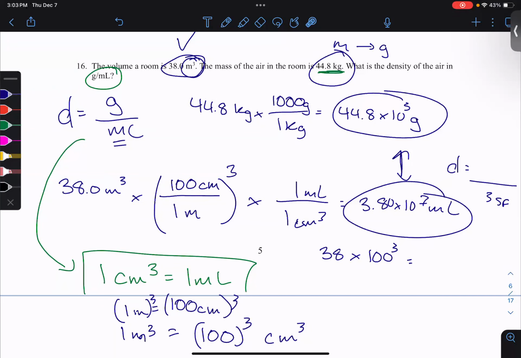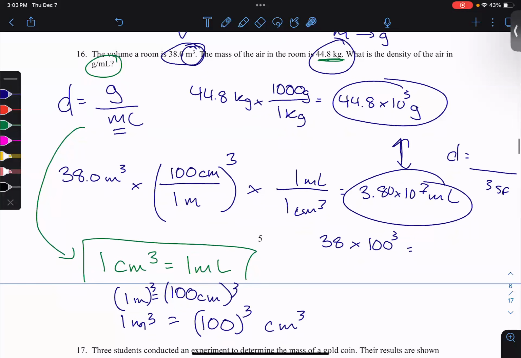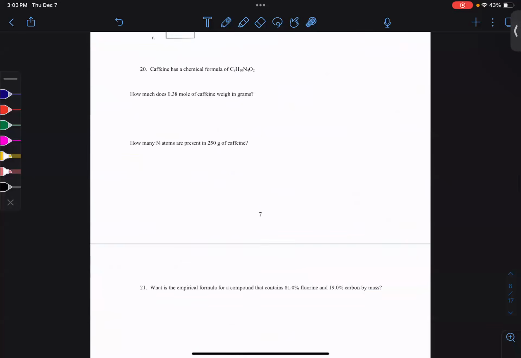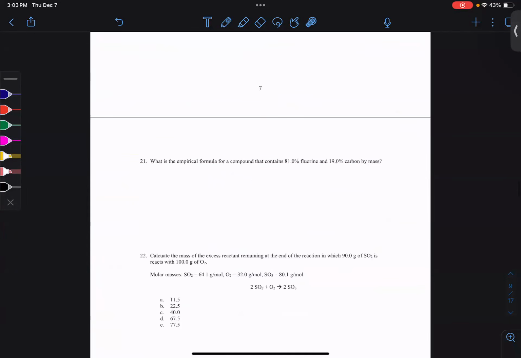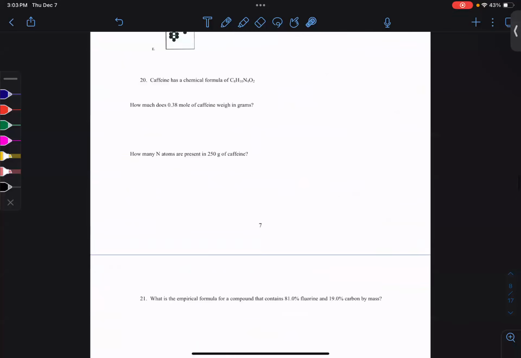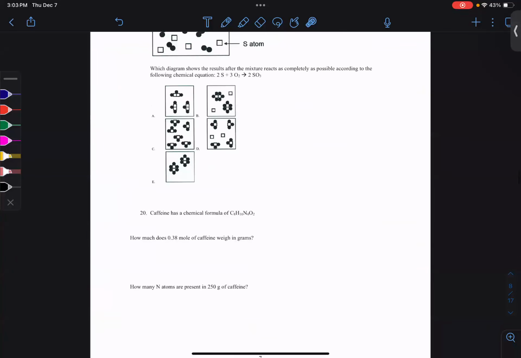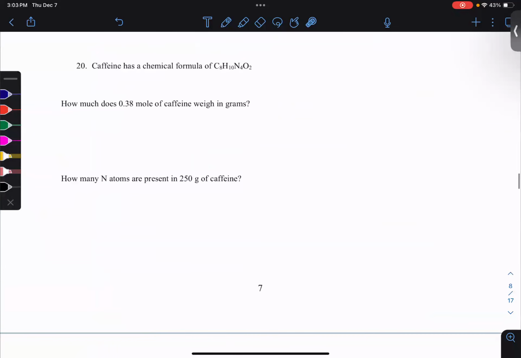Okay, all right, I wanted to do that one. Okay, so let's do 23, I guess? No, I want to do 20, and then we'll make our way to 23.